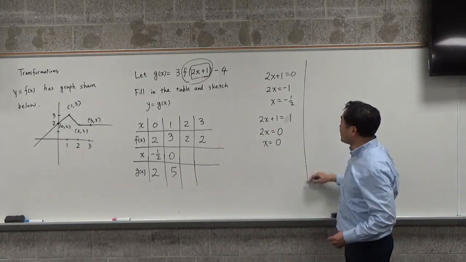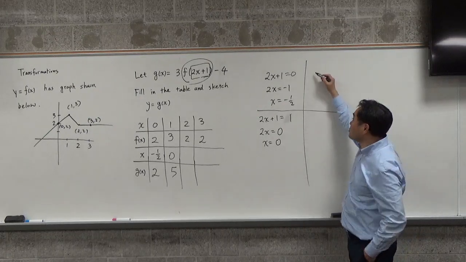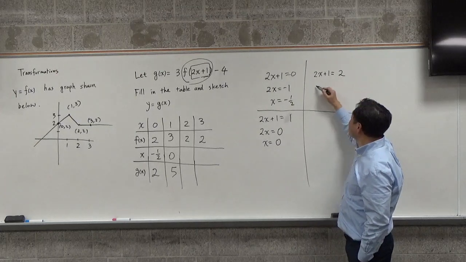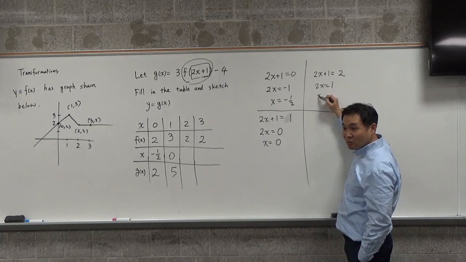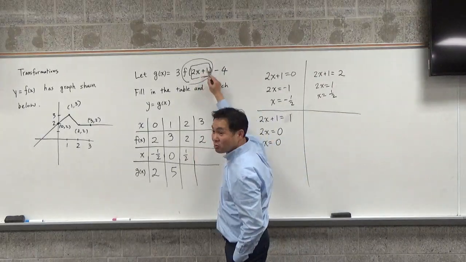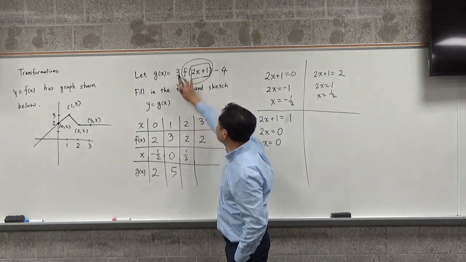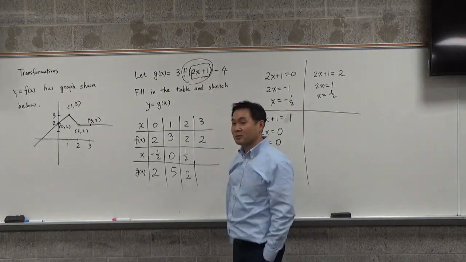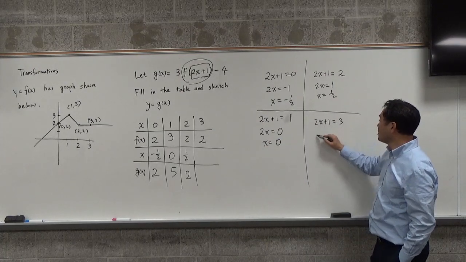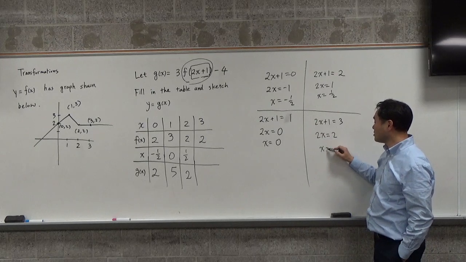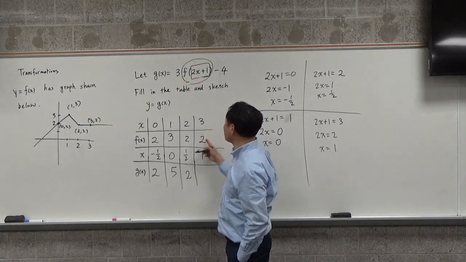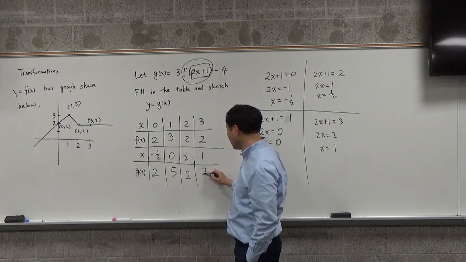All right. I hope you get the point now. What do I do next? 2x plus 1 equals 2. So 2x must be 1. x must be 1/2. But when x is 1/2, this entire thing becomes 2. f of 2 is 2. 3 times 2 minus 4 is again 2. Okay? And 2x plus 1 equals positive 3. 2x is equal to 2. So x is equal to 1. So when x is 1, this is f of 3. f of 3 is 2. 3 times 2 minus 4, that's 2. So that's what you get.